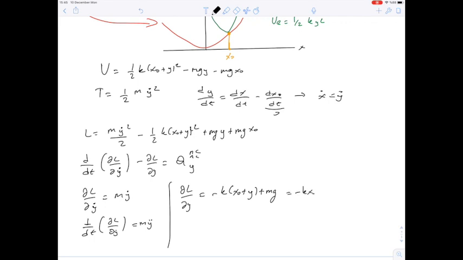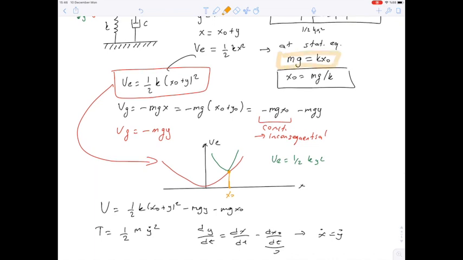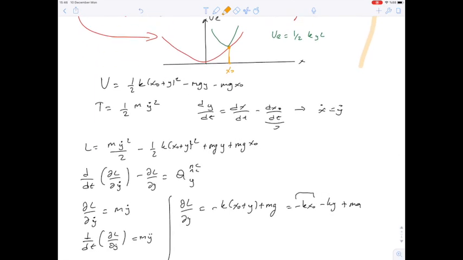But this is minus kx0 minus ky plus mg. The thing is, k times x0, from this expression, I know this is just mg. It's minus mg here, and I've got plus mg there. So they will just cancel out nicely, and I will end up with minus ky. Okay?